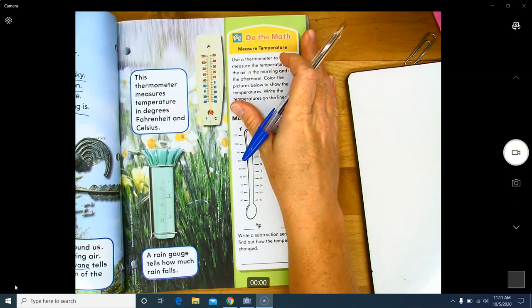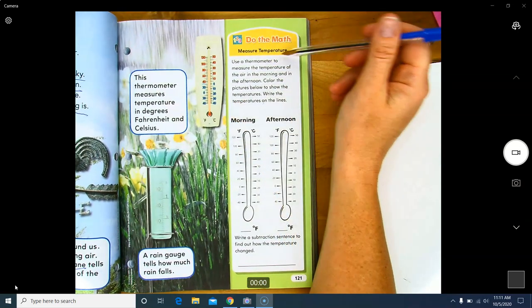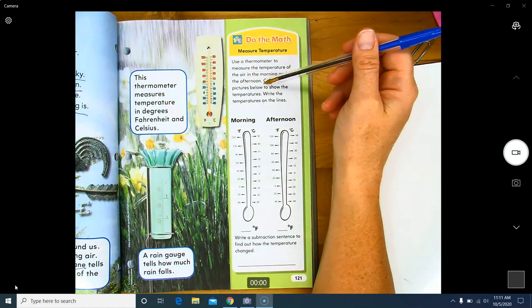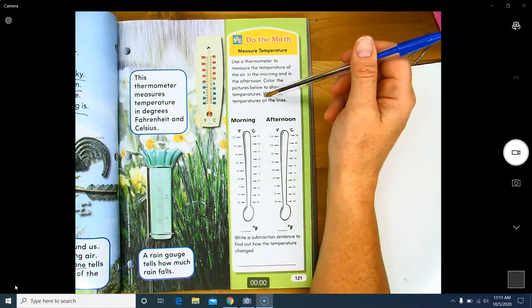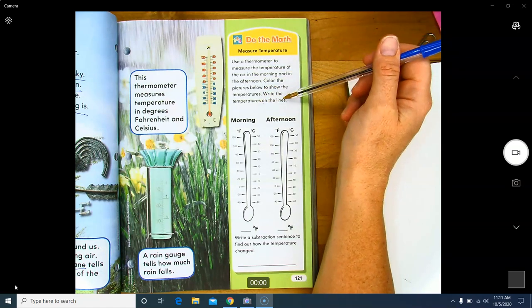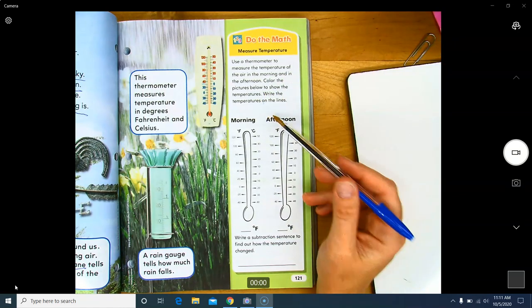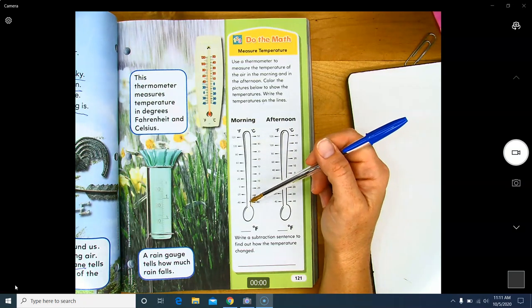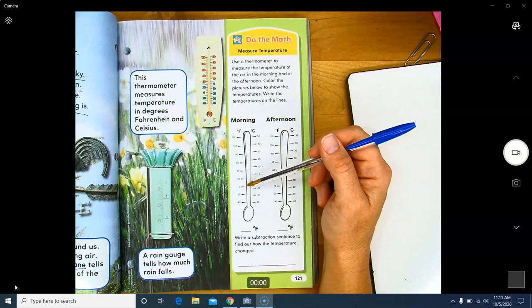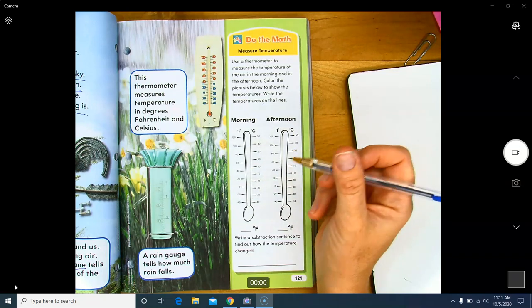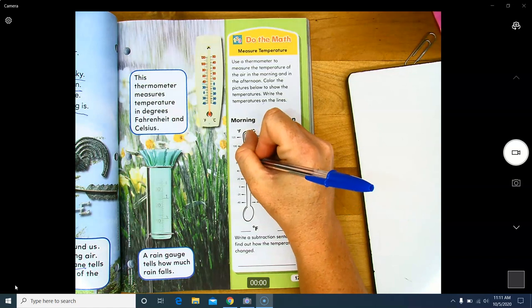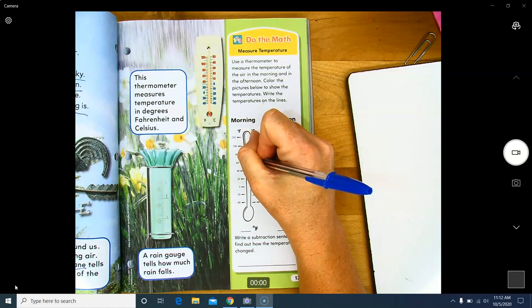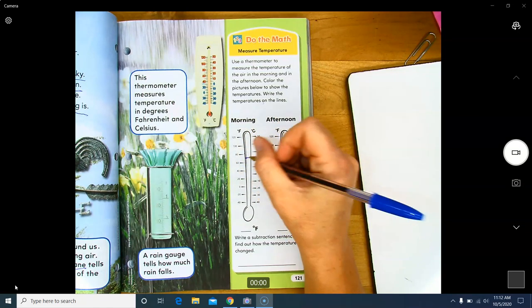So science always involves math. Measure temperature. Use a thermometer to measure the temperature of the air in the morning and in the afternoon. Color the pictures below to show the temperatures. Write the temperatures on the lines. So you can do this on your own if you have a thermometer. You go outside in the morning, you leave the thermometer out there for a little bit, and see what the temperature is. Well, this morning, I think the temperature was probably between the 60 and the 80, probably closer to the 60. It was a little cool outside.